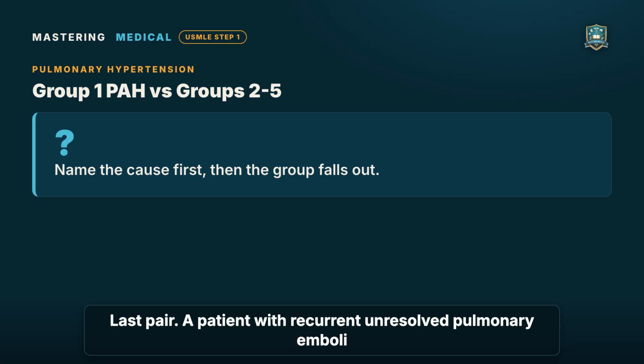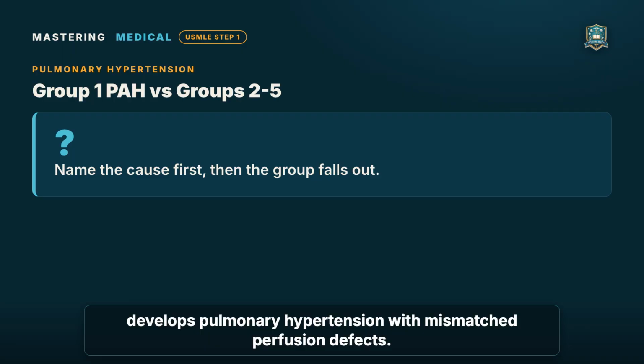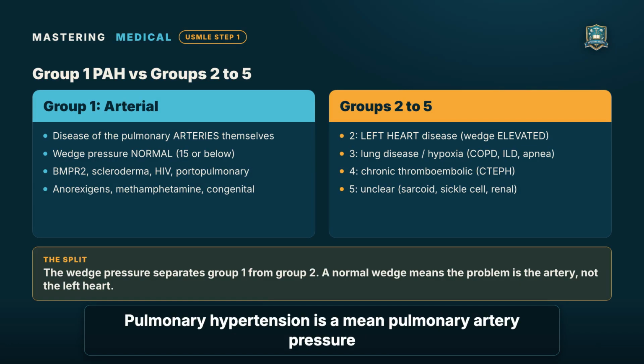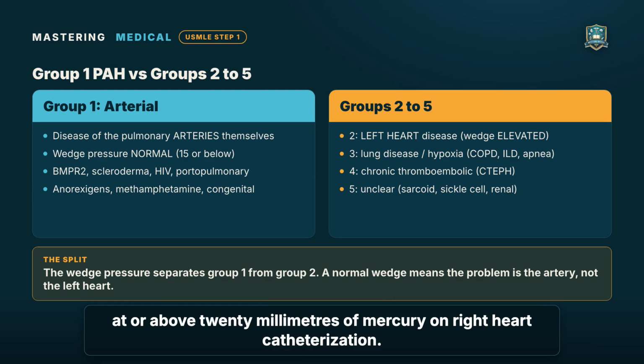Last pair. A patient with recurrent unresolved pulmonary emboli develops pulmonary hypertension with mismatched perfusion defects. The 5 groups look like pure memorization, but they are not. Name the cause first, and the group falls out on its own. Pulmonary hypertension is a mean pulmonary artery pressure at or above 20 millimeters of mercury on right heart catheterization.